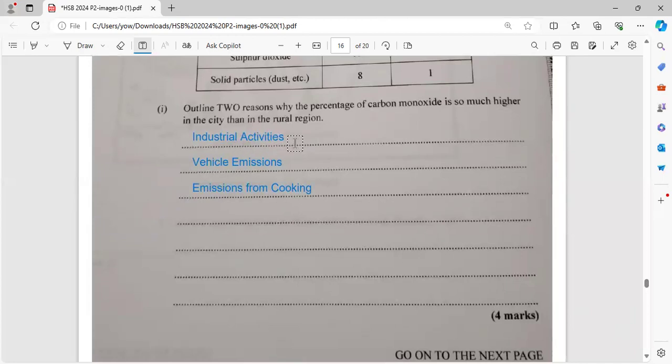So vehicle emission, that combustion, smoke emitting from vehicles, and therefore CO is released in the air. Emissions from cooking, right? Remember that there are a lot of restaurants in town and everybody is cooking. So there will be a lot of CO released in the atmosphere. Sorry, not CO2, CO, because CO is carbon monoxide, CO2 is carbon dioxide. My apologies. So yes, industrial activities, vehicle emissions, and cooking.